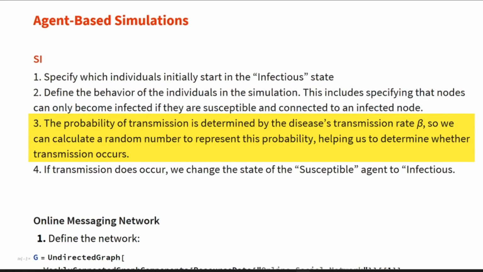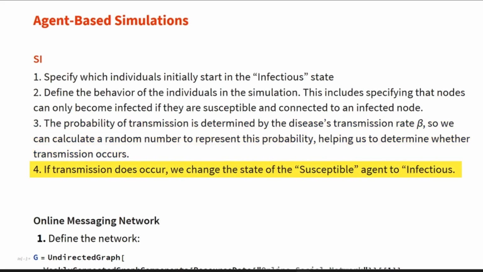Since this probability of transmission is determined by the disease transmission rate beta, we can calculate a random number to represent the probability, helping us to determine whether the transmission occurs or not. If the transmission occurs, we change the state of the susceptible agent to infected.